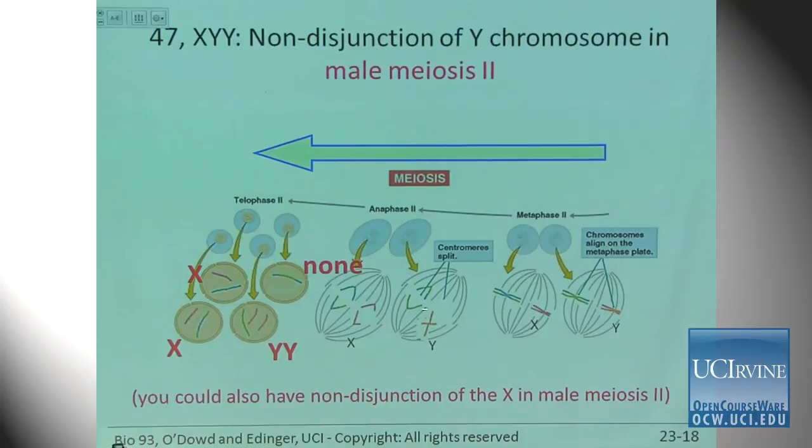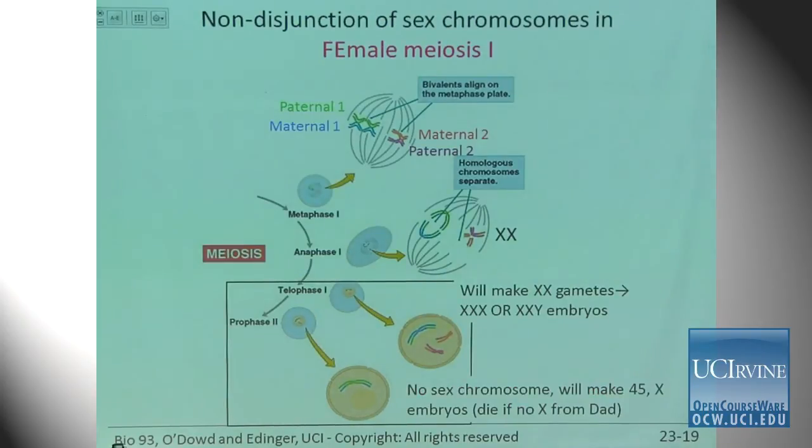Now you can also have non-disjunction, failure to separate during meiosis 2. So here, I'm showing it for the Y chromosome. The Y chromosome lost its attachment to this side of the spindle, so both sister chromatids went to the same pole. That would produce a gamete that has 2 Y chromosomes and a gamete that has no sex chromosome at all. You can also have non-disjunction at the X in male meiosis 2. That would be possible.